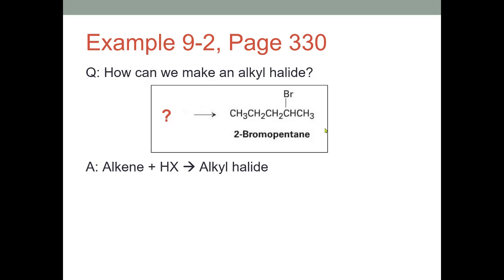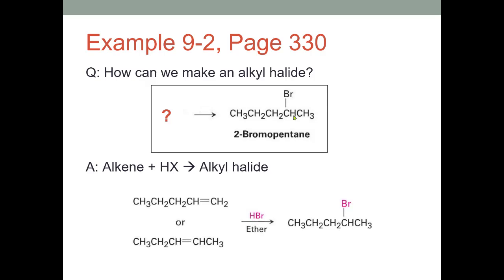The only way I know to do this, to put one bromine on, is if I had an alkene. And that would have to have been a terminal alkene plus HBr. Okay? So I could do either one of these, right? Technically, either one would possibly do it.